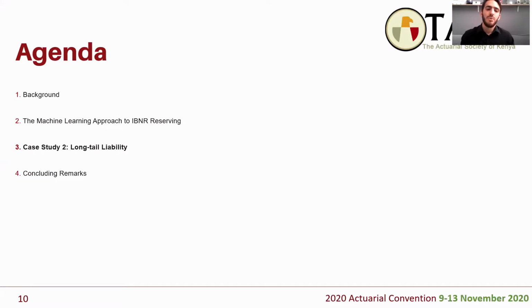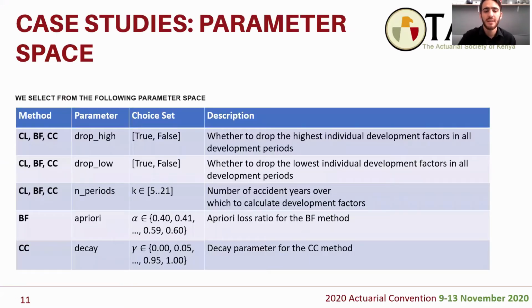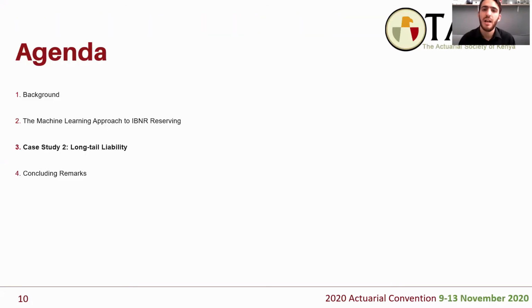So now we'll just briefly go through the results of one of our case studies from the paper, case study 2. And in this case study, we essentially apply our approach to choosing the optimal methodology to the triangle, and we consider three basic methods: the chain ladder, the BF, and the Cape Cod.